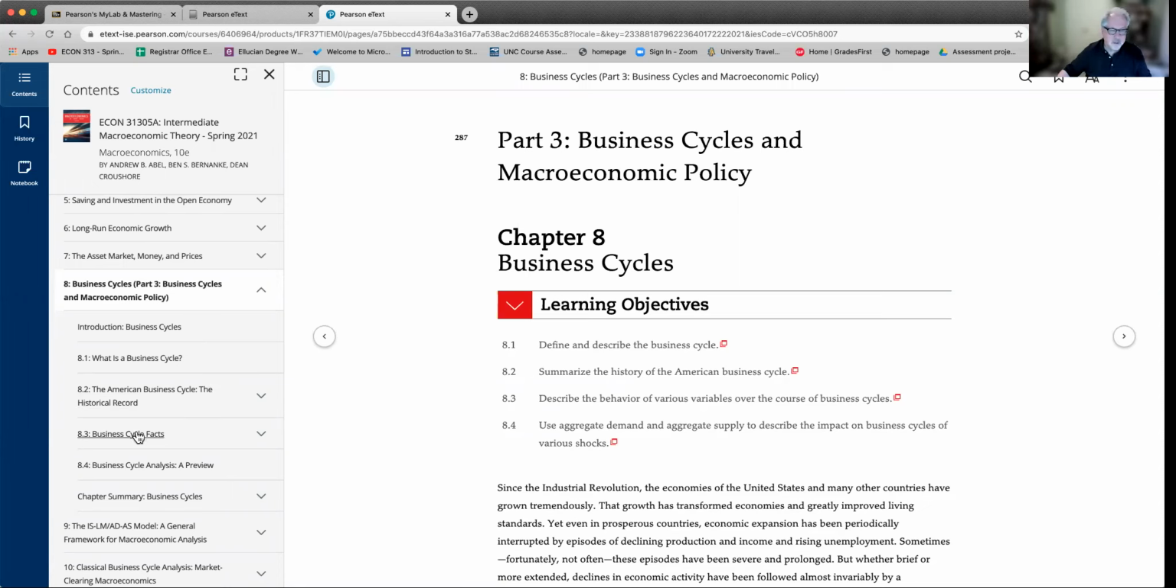The two parts that deal with the data of the economy are sections 2 and 3 in this chapter. What's been the historical record within the US? And then what are what we call the business cycle facts? What's the behavior of a whole wide variety of macroeconomic variables in the economy over time? And that's what we call the business cycle facts.